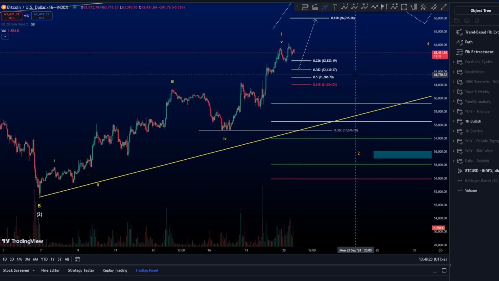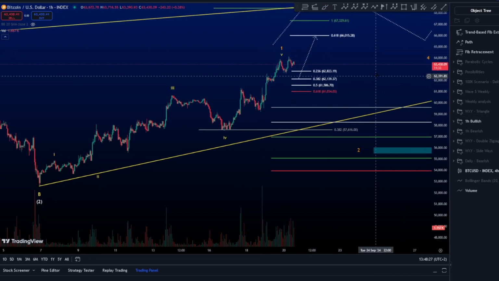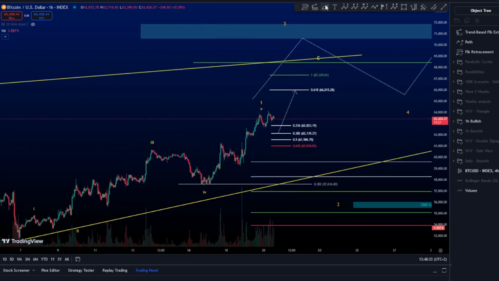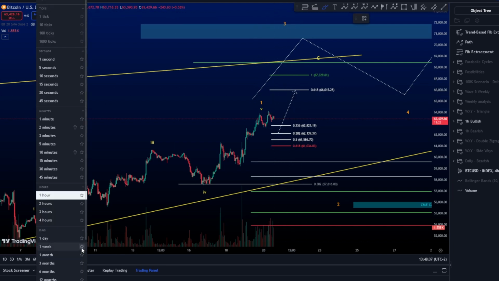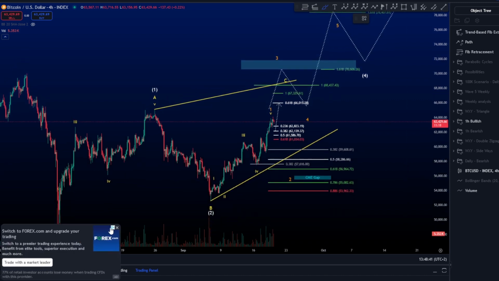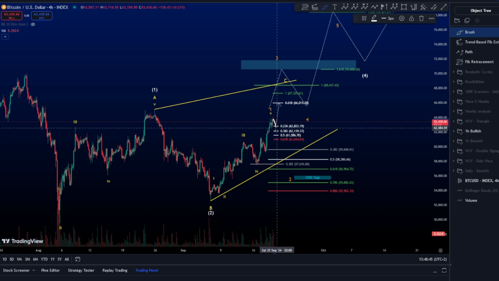Basically, we are still good in a bullish scenario. So possibly we finish this impulse. However, in a bigger view, what's going to happen? Let's say we reach this one as a wave 5 on your 4-hour chart. We're going to see then something like this, right? Something like this.